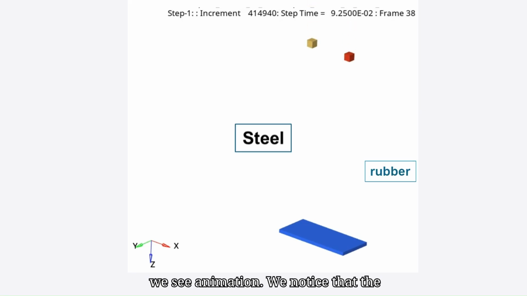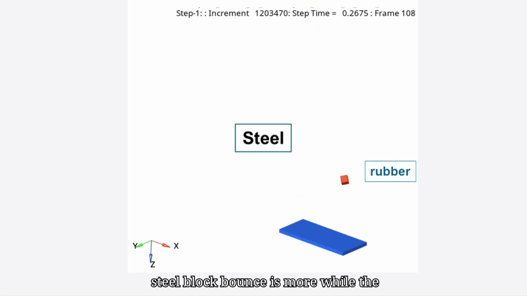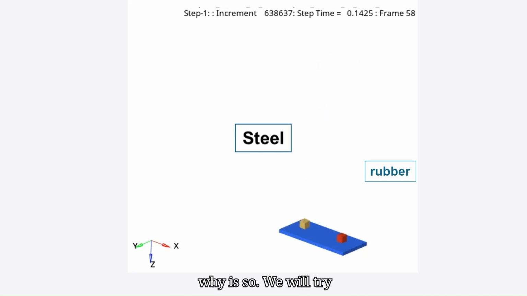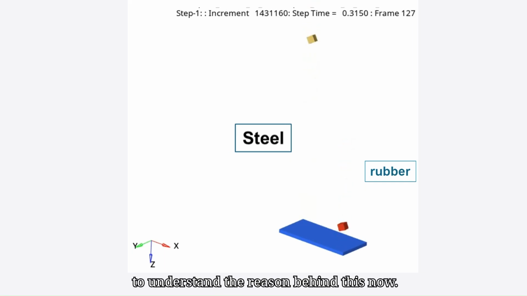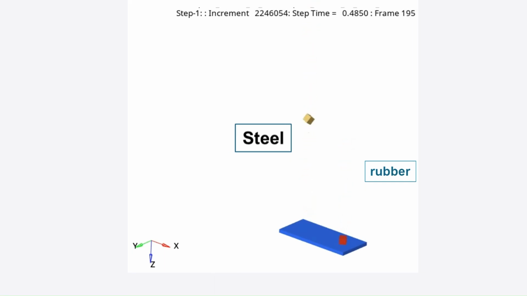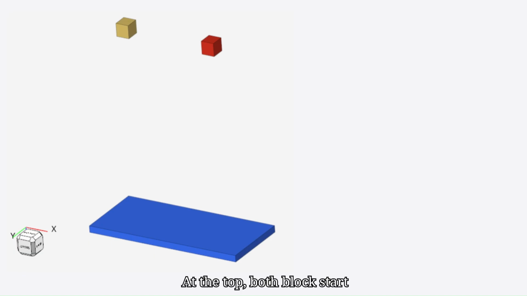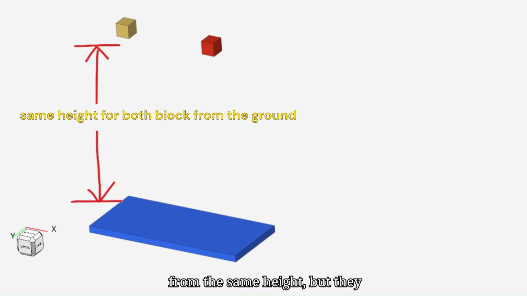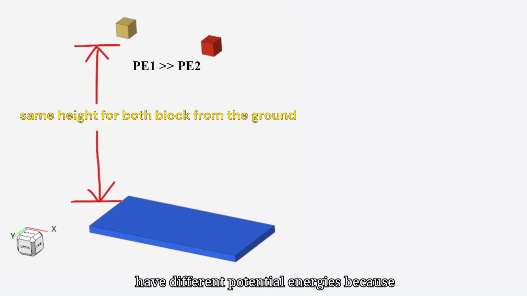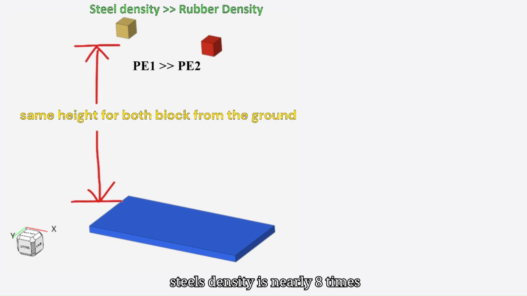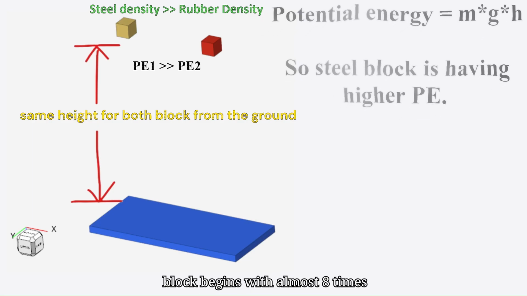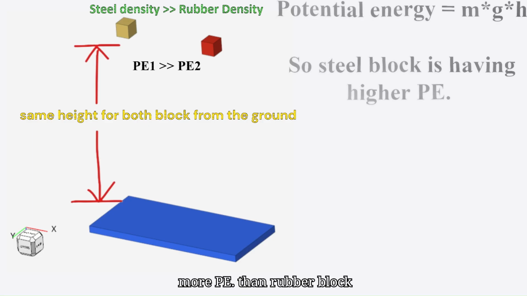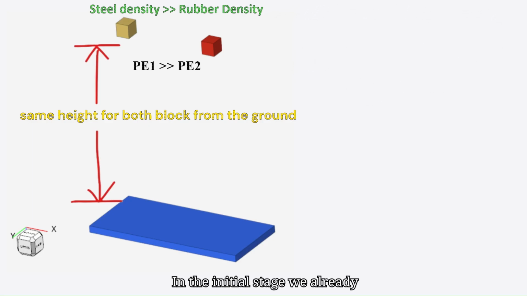If we see the animation, we notice that the steel block bounces more while the rubber bounces very little. Why is that? We will try to understand the reason behind this now. At the top, both blocks start from the same height, but they have different potential energies because steel's density is nearly 8 times that of rubber. Since potential energy is given by mgh, the steel block begins with almost 8 times more PE than the rubber block in the initial stage.